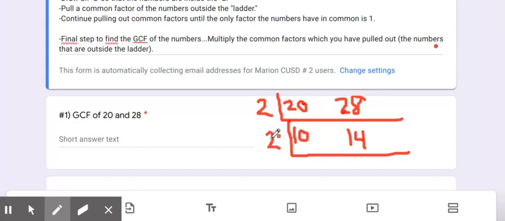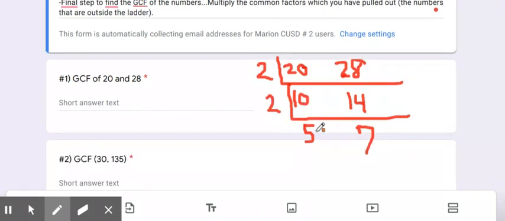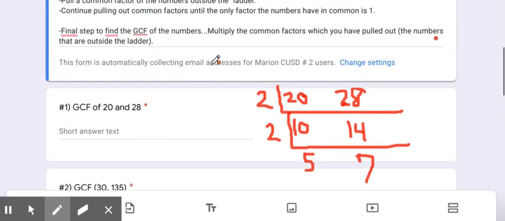Again, I would ask myself, 2 times what number is 10? And that would be 5. And 2 times what number is 14? And that would be 7, right? 2 times 7 is 14. Okay, so again, do 5 and 7 have a common factor? And you would say no, right? They don't, other than 1, right? 1 is the only factor that 5 and 7 have in common. And when the only factor they have in common is 1, I know that I'm done making additional ladders.